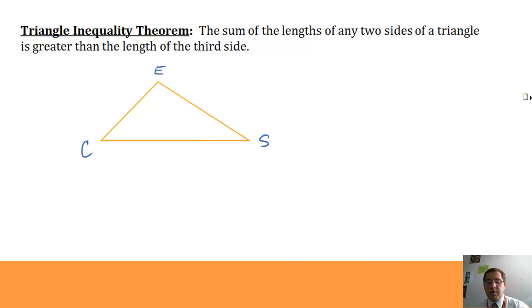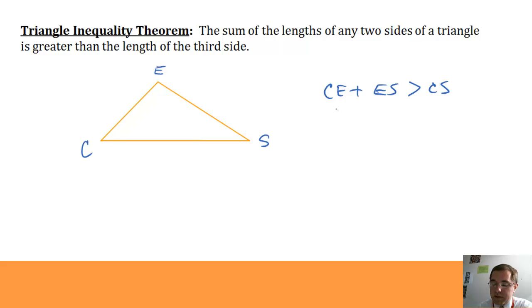Both of these lead up to this theorem, which we'll call the triangle inequality theorem. It says that the sum of the lengths of any two sides of a triangle is greater than the length of the third side. So if I have any triangle I stumble upon in the wild, and I take any two sides of that triangle, so if I take CE and ES, and I add those two sides together, this theorem guarantees me that that sum will be greater than the third side, CS.